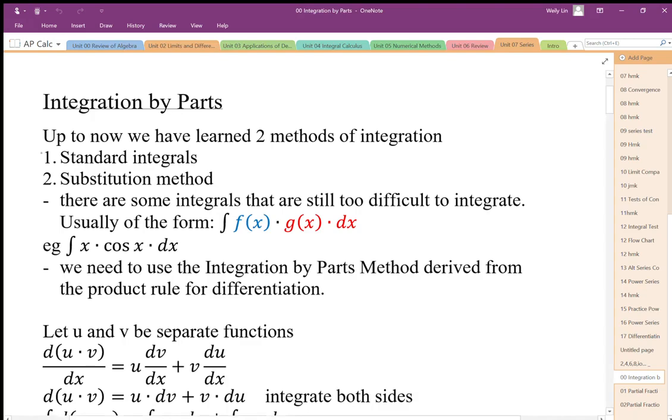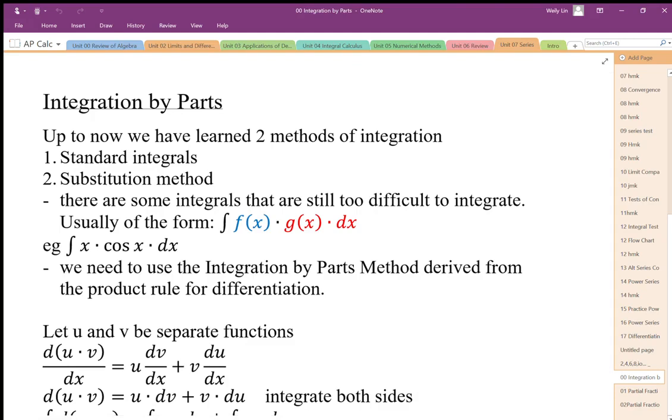So again, we want to start with standard integrals. If we can't do that, we go to substitution essentially, right? Or try to do some algebraic rearrangement. But there are ones where none of those methods really are helpful. They don't allow us to integrate.